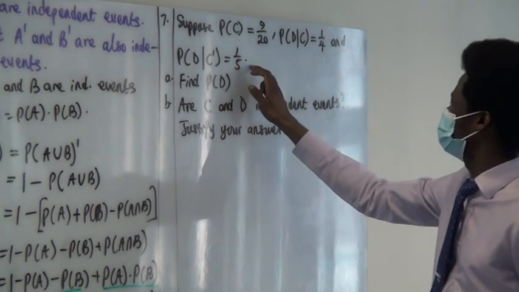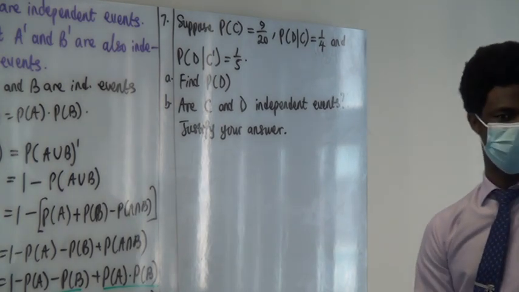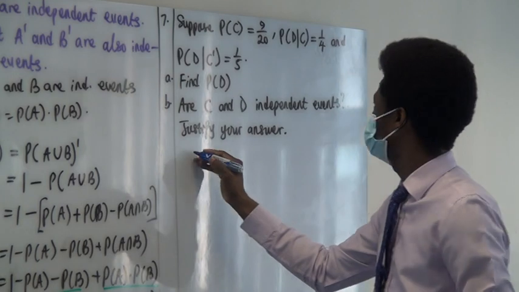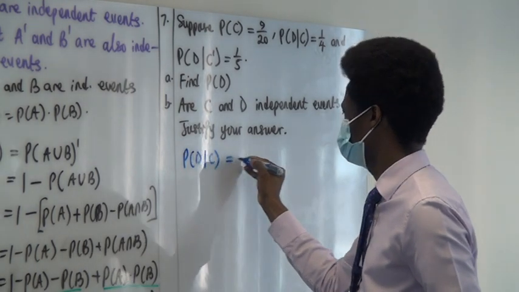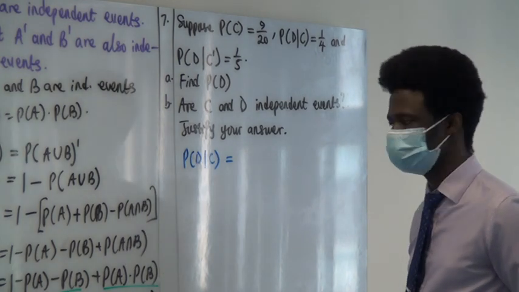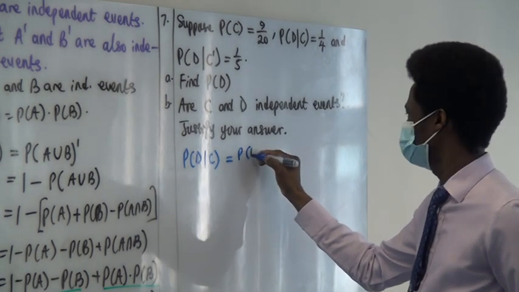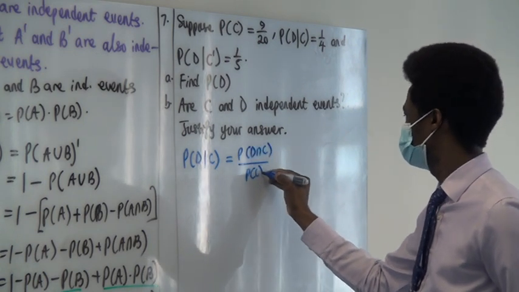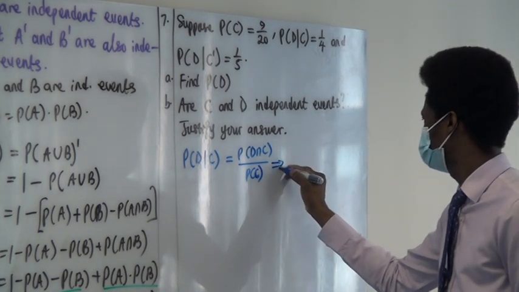This is what we have, this is what we have, this is what we have. What's the first thing you would do in exam? Write out probability of D given C. Probability of D given C equals probability of D intersection C over probability of C. Good. And what do you then hope to get from here?